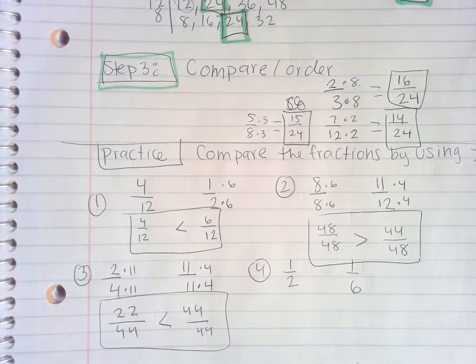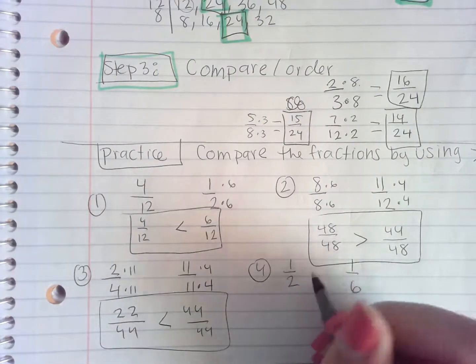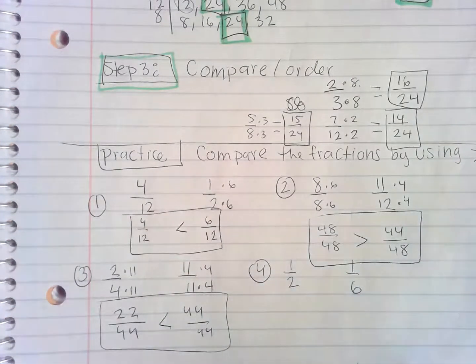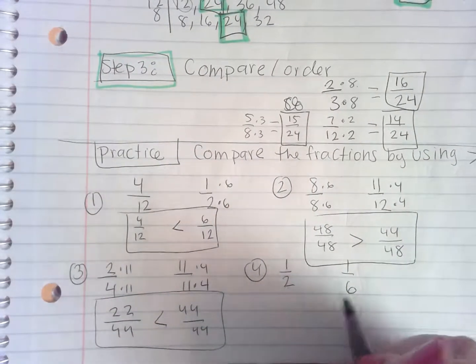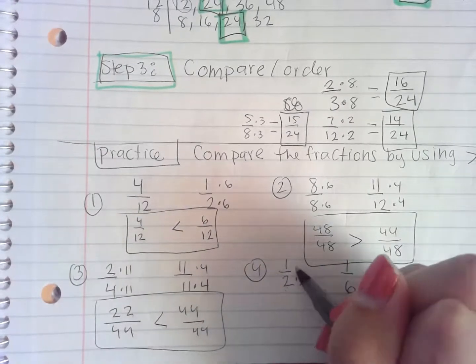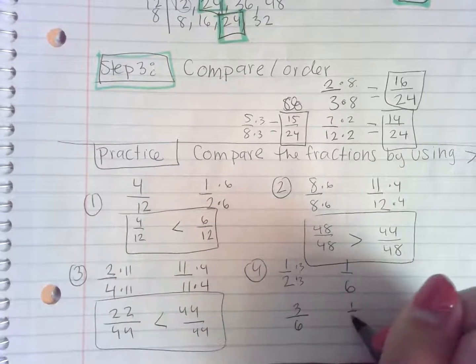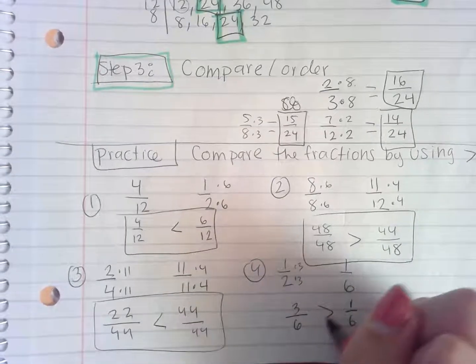So, next, I have 1/2 and 1/6. You can just tell that 1/2 is going to be greater than, but because of the section that we're doing, I want to make sure that we fully understand how to find common denominators here. So, in order for 2 to turn into a 6, I need to multiply by 3. So I have 3 over 6, and I have 1 over 6. 3 is greater than 1, so that is my answer.